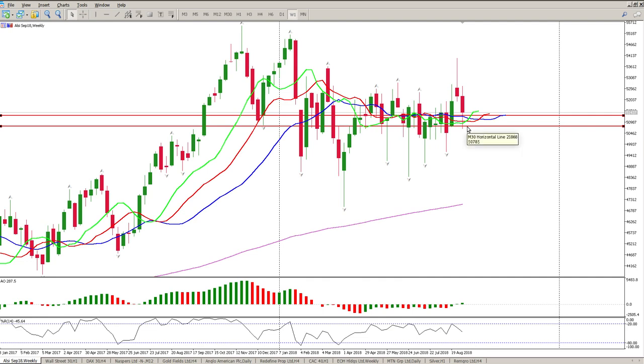If you look at this red line, we've got a weekly close at the moment, which is right on the alligator, the weekly alligator. So it's kind of tough to call at the moment whether we're going to continue or whether we are going to find some support somewhere.